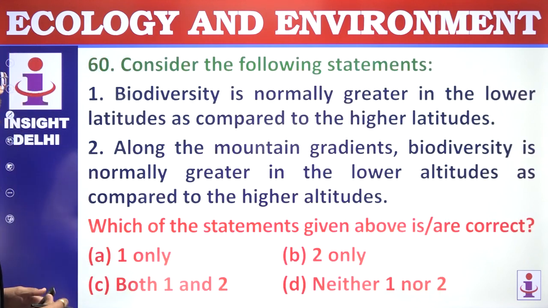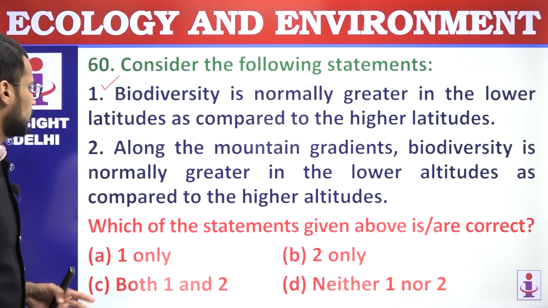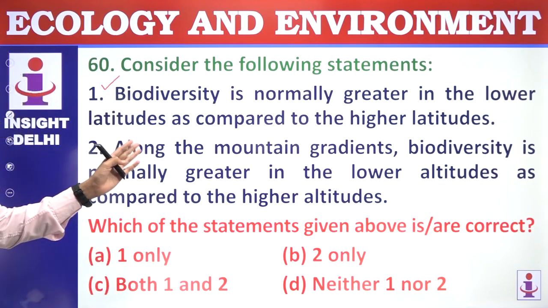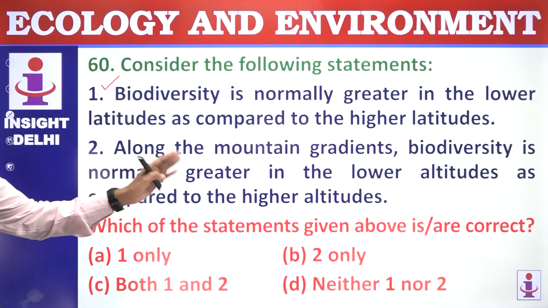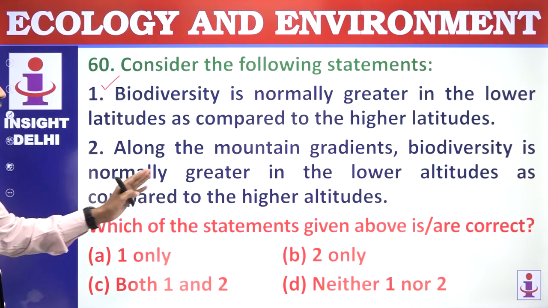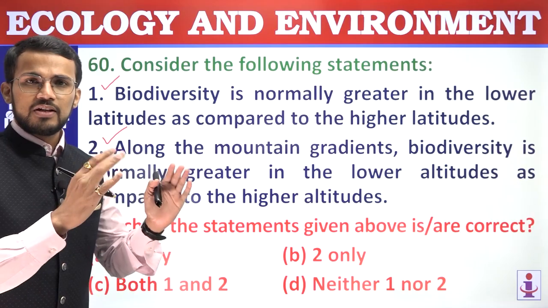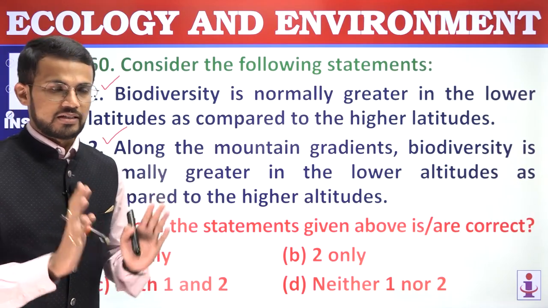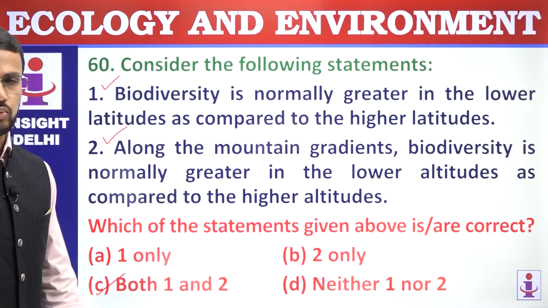Next now, 60. Consider the following statements. First, biodiversity is normally greater in the lower latitudes as compared to higher latitudes. Right? So in tropics we have more biodiversity. Second, along the mountain gradients, biodiversity normally is greater in the lower altitudes as compared to higher altitudes, right? So as we move up in the hills, biodiversity goes on decreasing. So both these statements are correct. Answer is C, both 1 and 2.